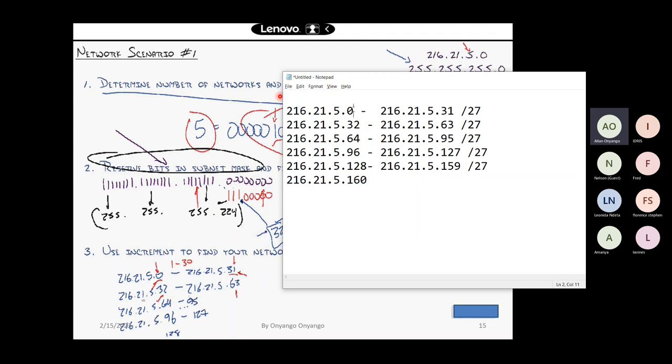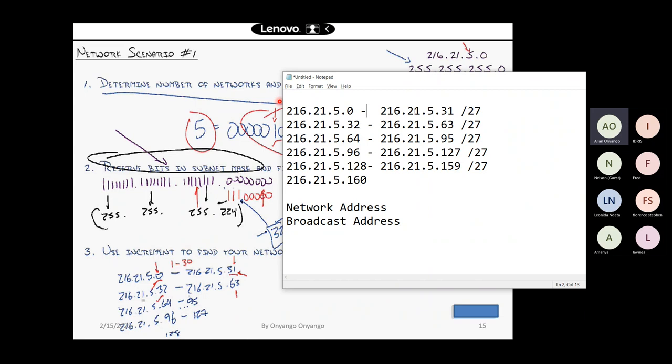216.21.5.0 is called the network address. You can never assign this address to any device in the network. It has a special purpose, and that's why you can never assign it. Now, 216.21.5.31 is called the broadcast address. So network address and broadcast address: 5.31 is the broadcast address, and 5.0 is the network address. Those two addresses have special purposes. You can never assign them to any of the devices. What does that mean? Which addresses can be assigned to our devices? Which means 5.0 and 5.31 are unusable.